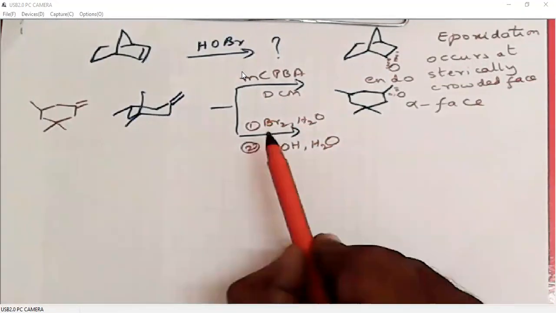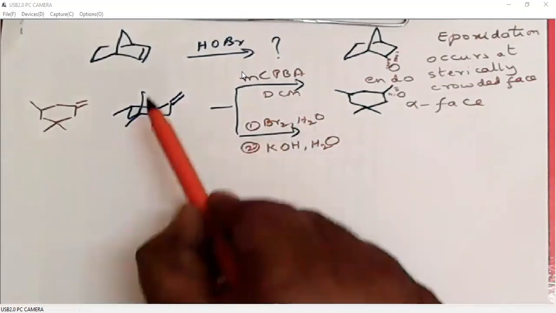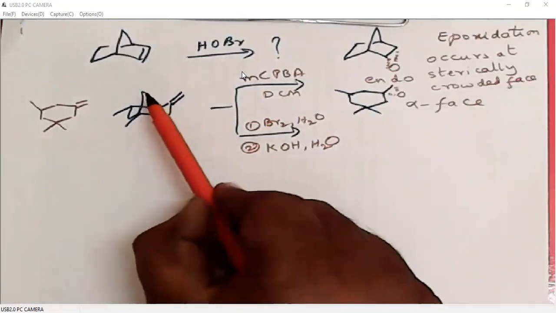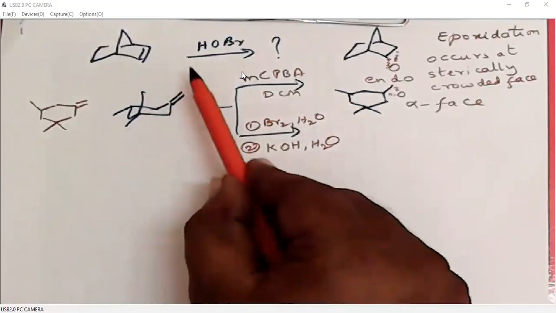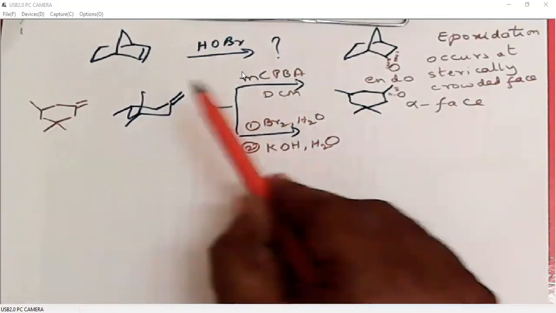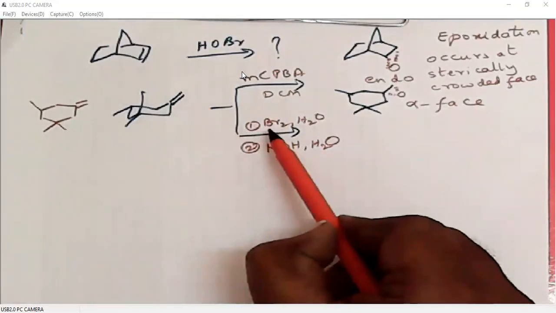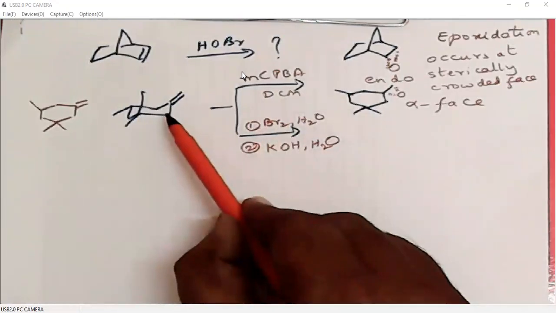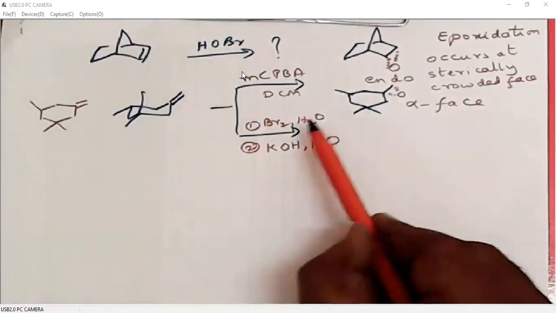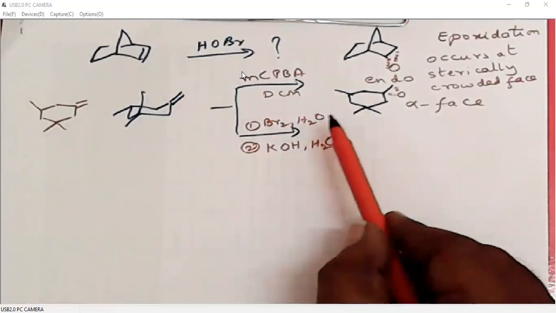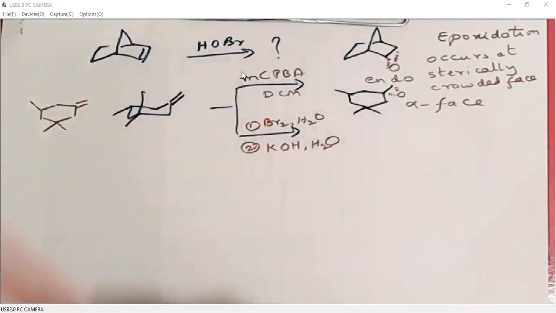Here it is a bromonium ion. Since approach of bromine from above the plane of the molecule is difficult, the bromonium ion forms below the plane. Then water attacks the bromonium ion from above the plane.